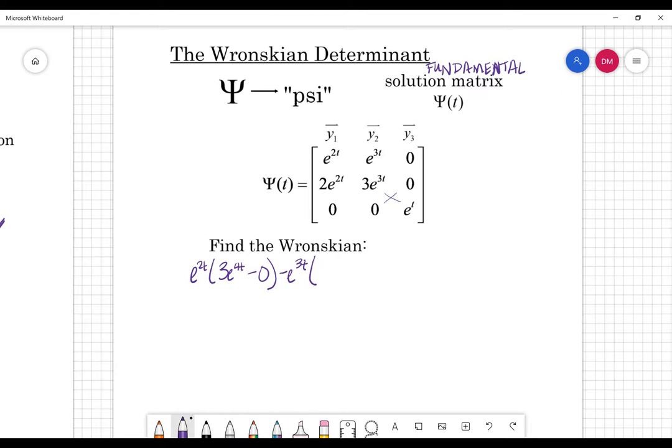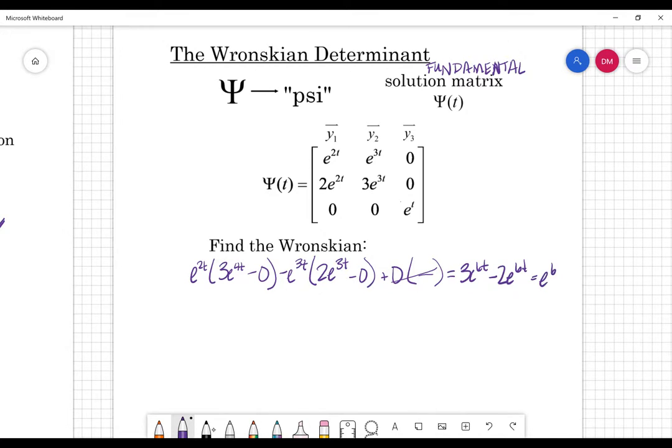I won't talk you through the rest of this because you remember. The last one here, we're going to get 0 times whatever. It doesn't matter. It's just going to be 0. Now remember that the whole purpose of finding the Wronskian is that we want to verify that our determinant is not itself equal to 0. We are just trying to prove that it is something other than 0. So if I multiply here, I get 3e to the 6t. And then here, I'm going to get minus 2e to the 6t.